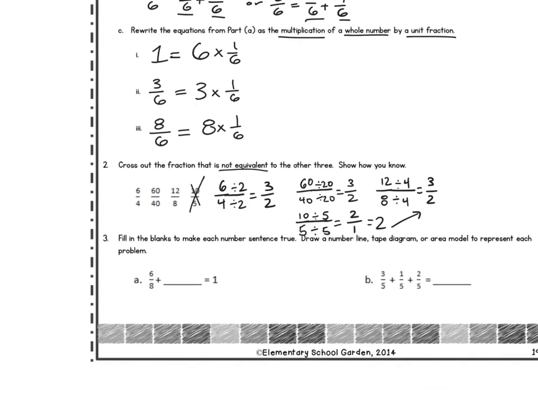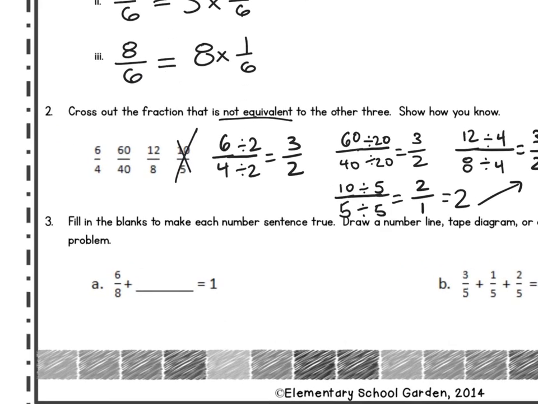So 6/8 plus something is equal to 1. And so in this case, 6/8 plus 2/8 is equal to 1. And so if I were to represent that with a tape diagram here, I would draw my rectangle, which equals 1 whole. I would partition the tape diagram into 8 equal parts.